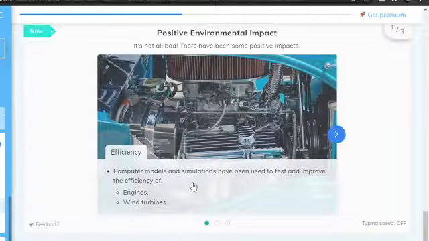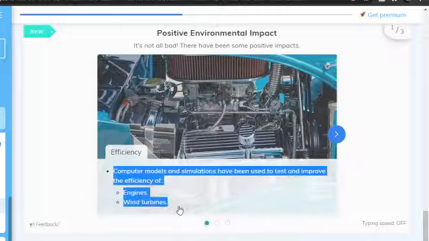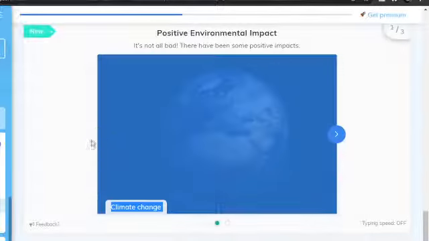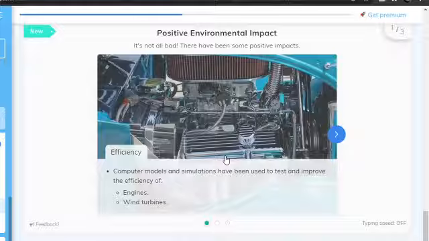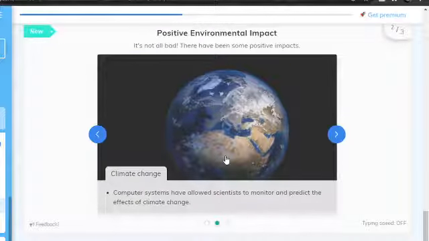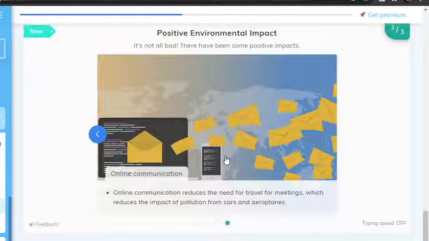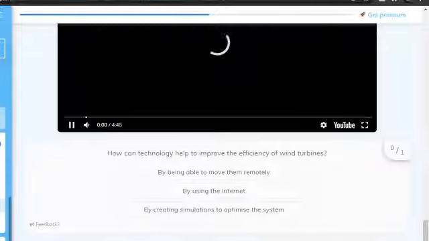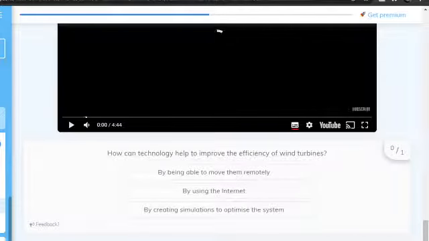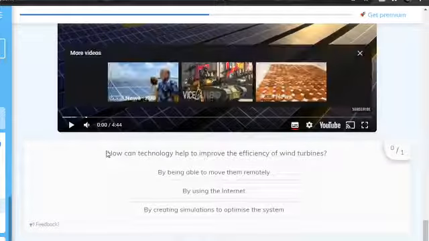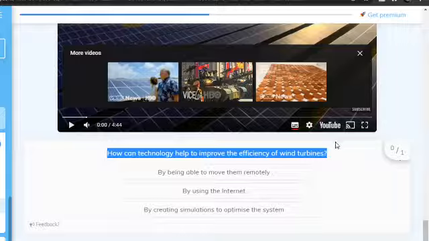So positive: efficiency. Computer models and simulations have been used to test and improve efficiencies of engines and wind turbines. Climate change: the computer systems have allowed scientists to monitor and predict the effect of climate change. And online communication, so we don't need letters and terrible planes, which Greta Thunberg is against.